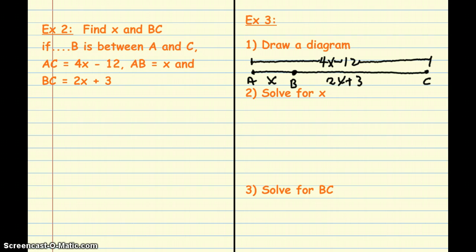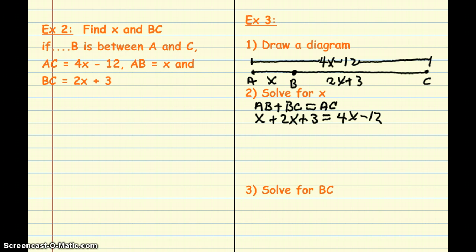And so the first thing we need to do is figure out what the value of x is. Well, in this case, we know that segment AB plus segment BC is going to equal the entire length. That should be an equal sign. It's going to equal the entire length of line AC. So here, I know that AB is x, I know that BC is 2x plus 3, and I know that the entire length of the line is 4x minus 12.